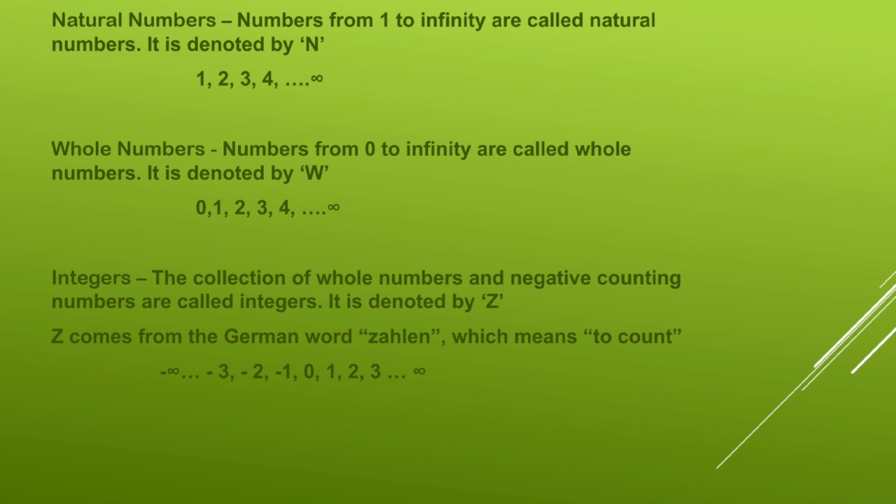Now you put the negative numbers also before the whole numbers. For example, you write -1, -2, -3 also with the whole numbers. That collection of whole numbers and the negative counting numbers is called integers, and integers are represented by the alphabet Z. Z comes from the German word zählen, which means to count.